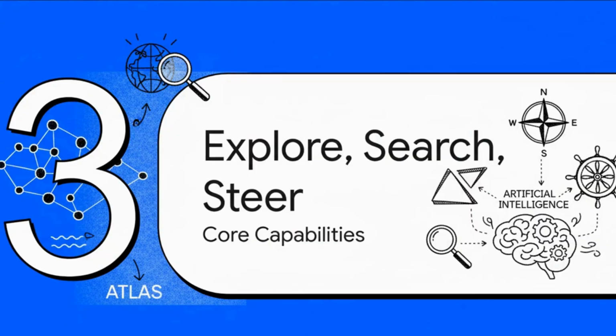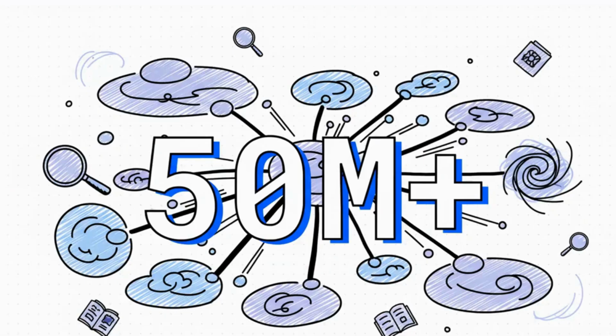So what does it actually mean to have an atlas of an AI's mind? Well, it really comes down to three incredibly powerful things you can do. You can explore, you can search, and you can even steer the AI's thoughts. Let's break down what each of those really means. And get this, the scale we're talking about is just staggering. It's a searchable database of over 50 million distinct features or internal concepts that the AI has learned on its own. It's like a massive, massive library of the AI's mind.